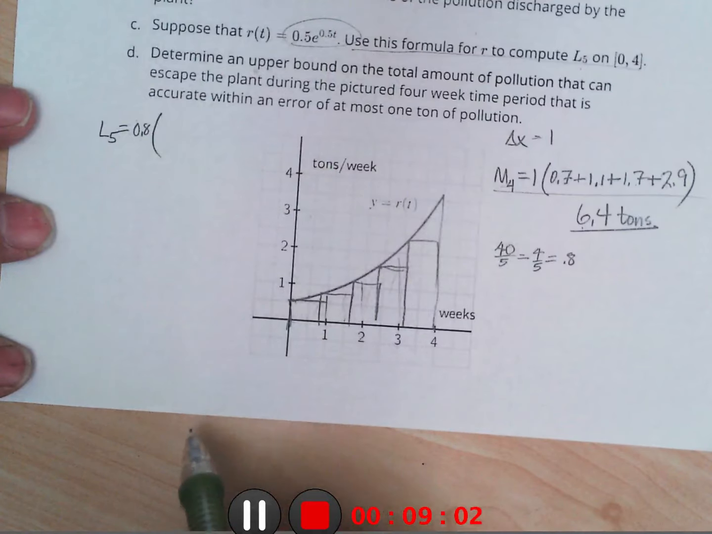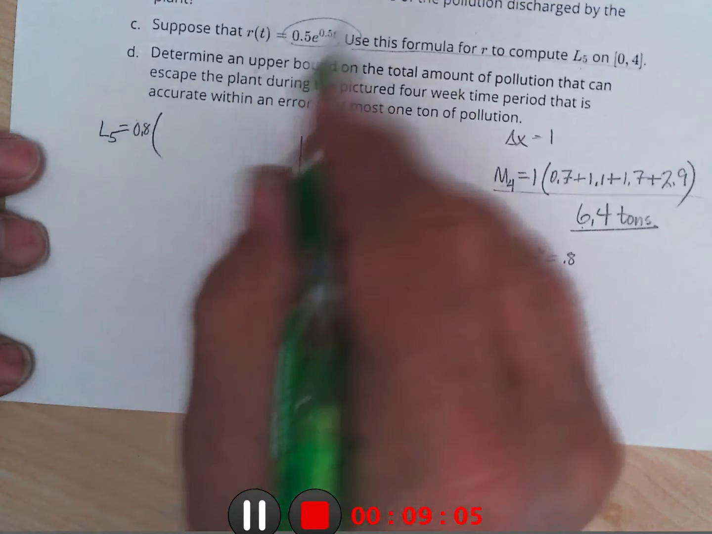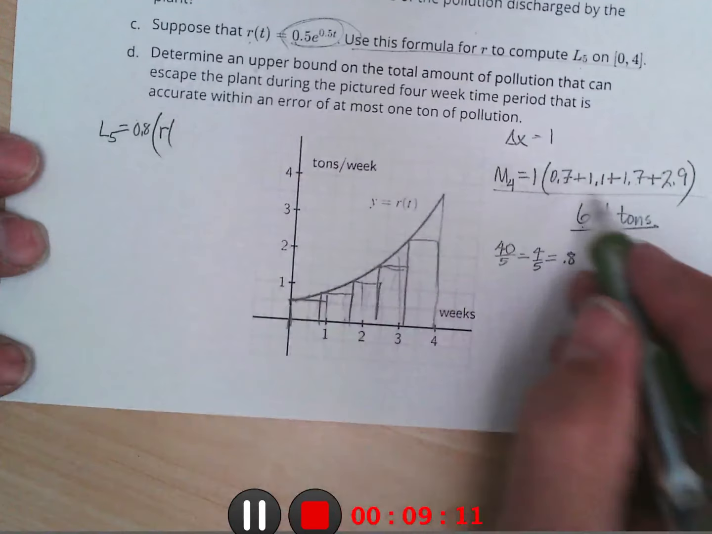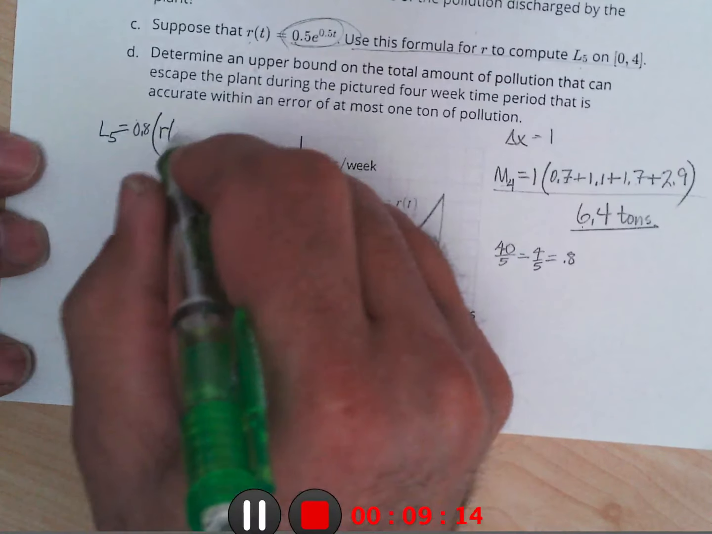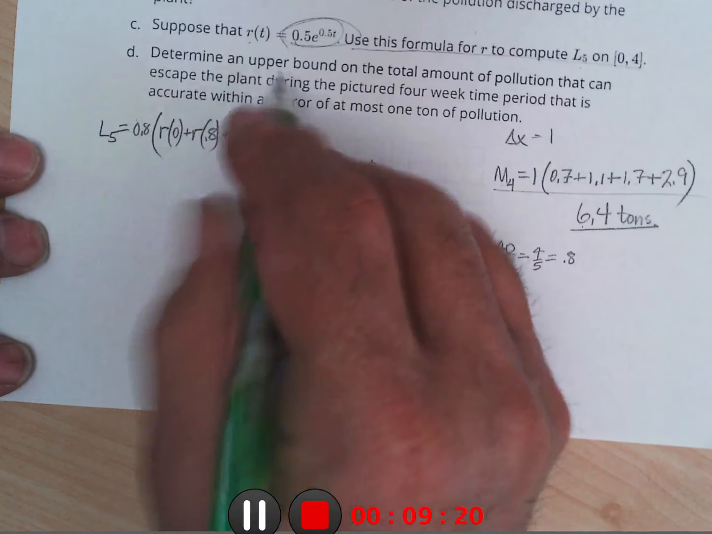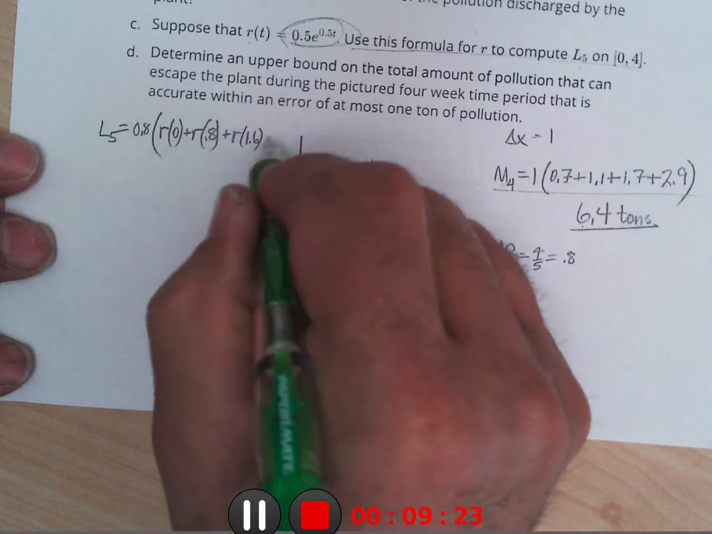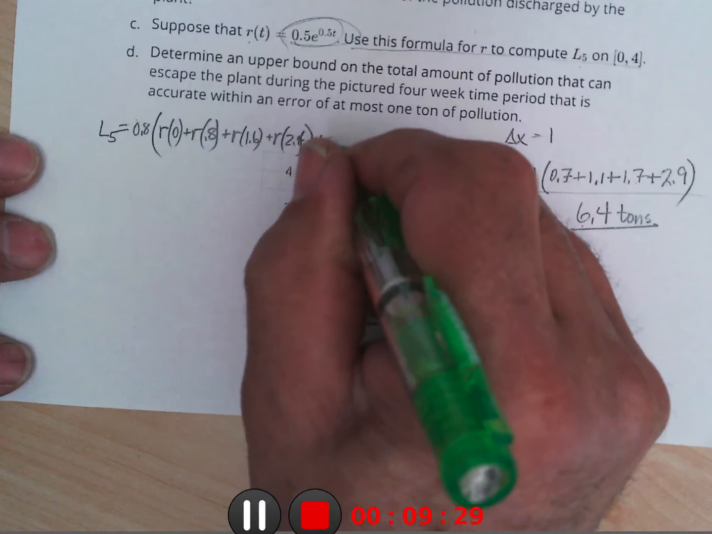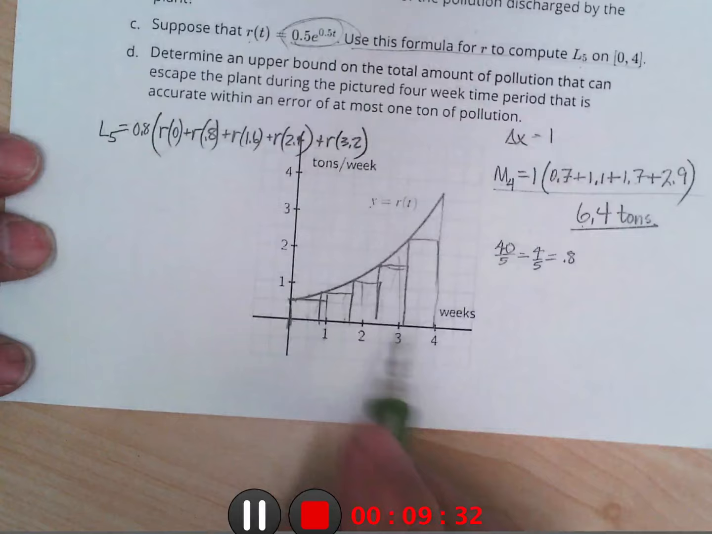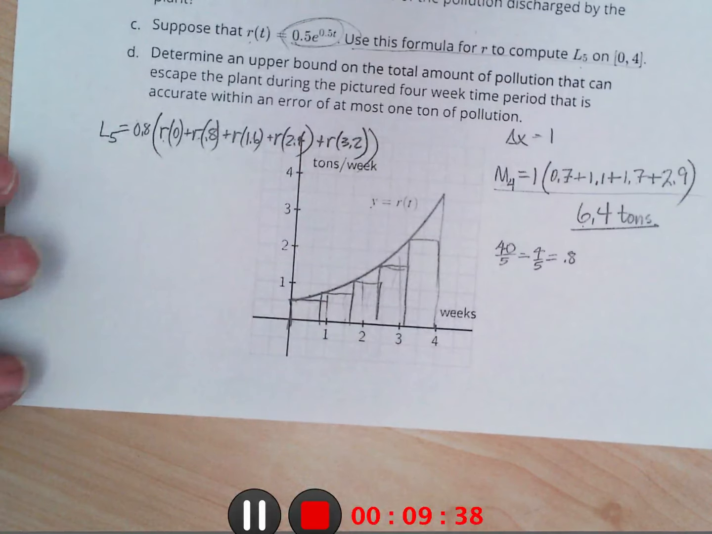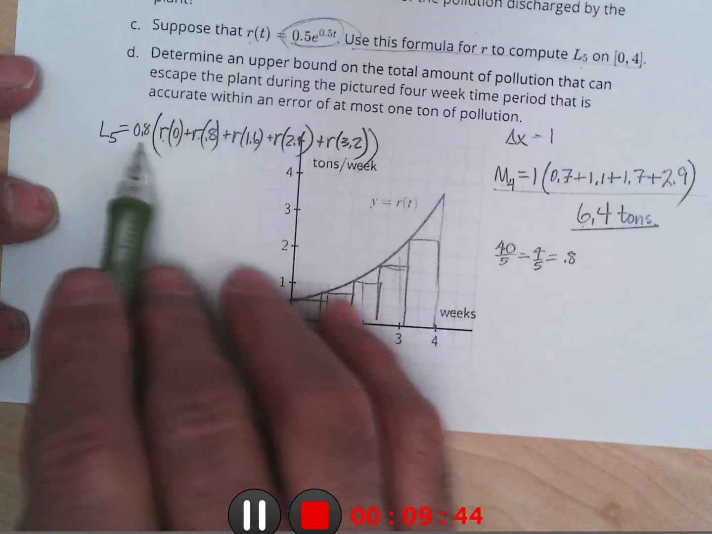And the heights I would have to do, I'll call this R of, I got to put in R of 0 plus R of 0.8 plus R of 1.6 plus R of 2.4 plus R of 3.2. That would be doing the left. 1, 2, 3, 4, 5. Left 5. Okay? And so I'd have to work that out. And I'm going to do that on my calculator.